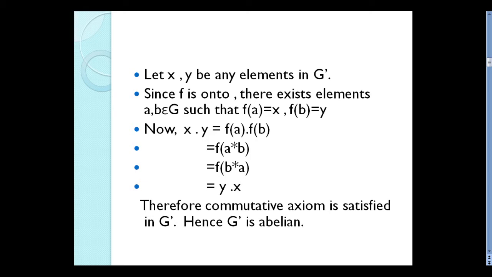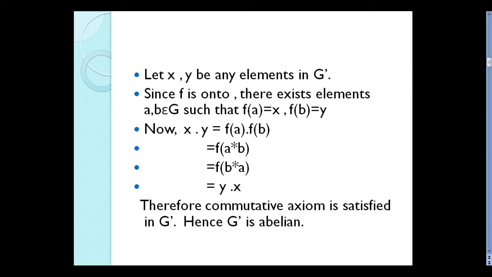Now we have taken two elements from G dash and we want to check whether it satisfies the commutative property or not. If it satisfies the commutative property, we can tell G dash is abelian. So what is the condition for G to be abelian? It has to satisfy group axioms and also the commutative property. Then we say G dash is abelian.